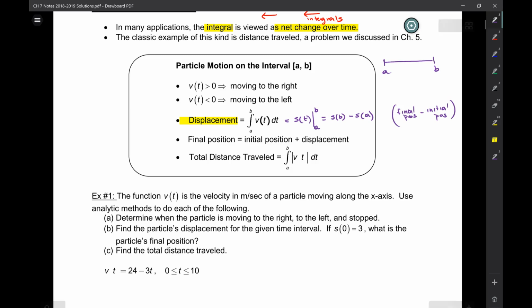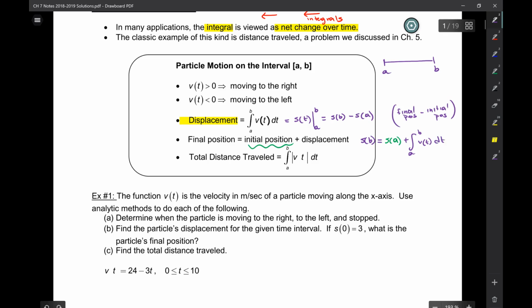All right. So now we talked earlier about final position. How did we find final position? Well, we said that was the initial position plus the displacement. So that's final position. If final position is S of B, then how do we find it? It's S of A, that's the initial position, plus, how do we find displacement? It's the integral from A to B of V of t dt.